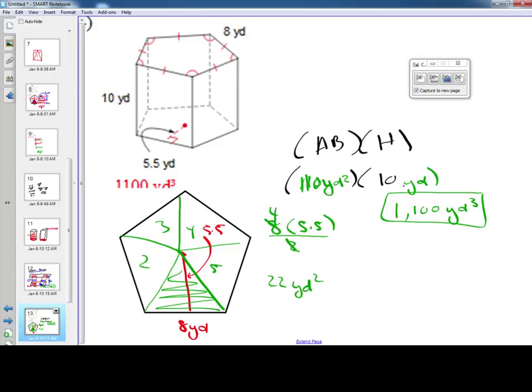All right, cool. Any questions on this? This wasn't really that difficult, was it? When you really think about it, it's like area of the base times the height. They made us work for a little bit, okay? Let's take a look at another right geometric solid from here.